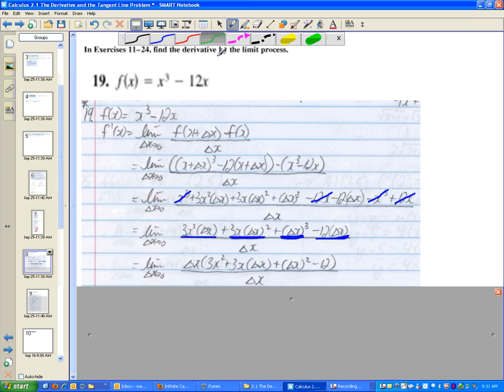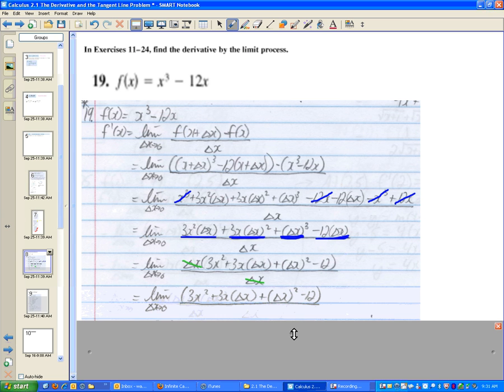And now we divide out those factors of delta x. So now we've got the limit as delta x approaches 0 of 3x squared plus 3x delta x plus delta x squared minus 12. Can we substitute? Yes, we can.